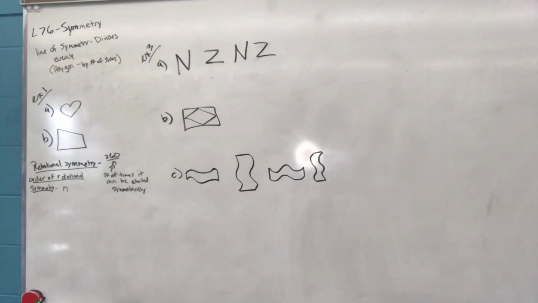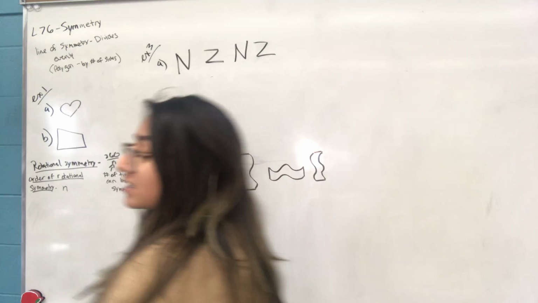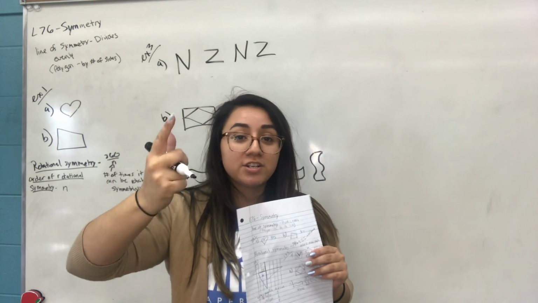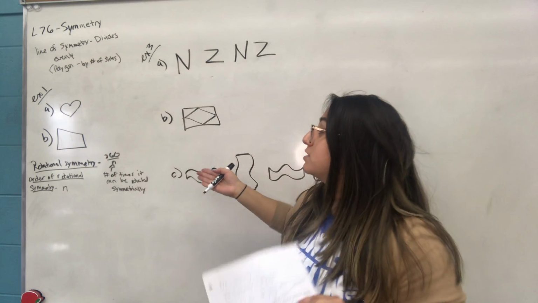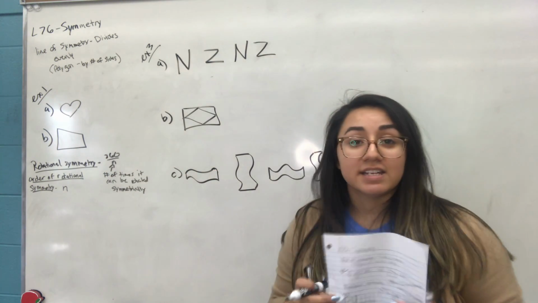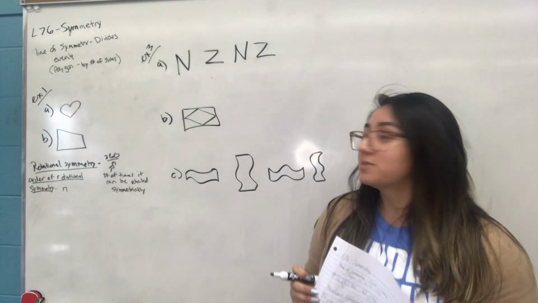Alrighty, let's go ahead and talk about shapes. This is symmetry. Remember, we dealt with translations, reflections. The last one is symmetry. Symmetry meaning evenly. That's why I think of it as evenly.